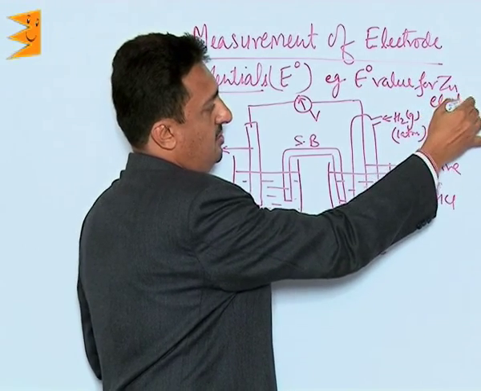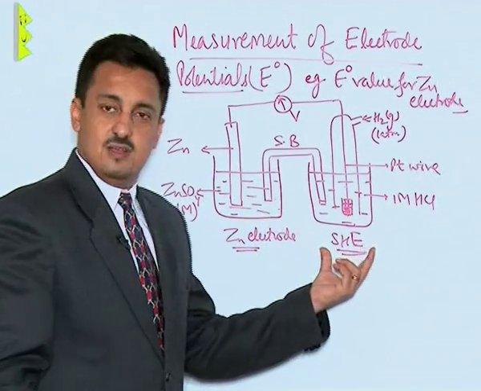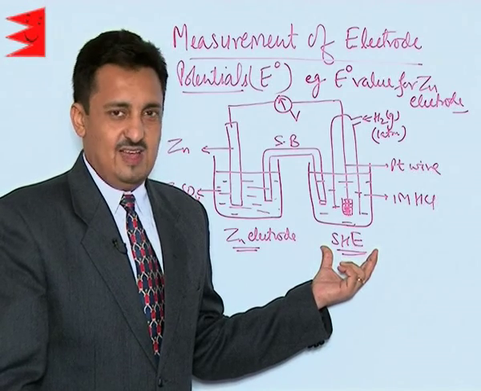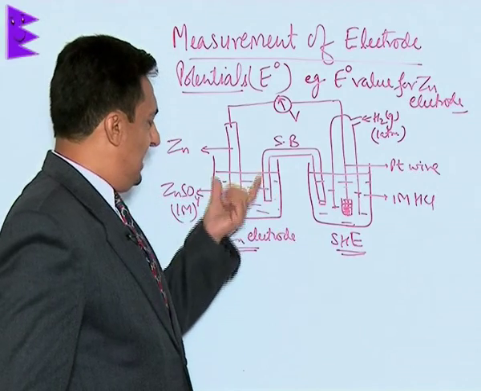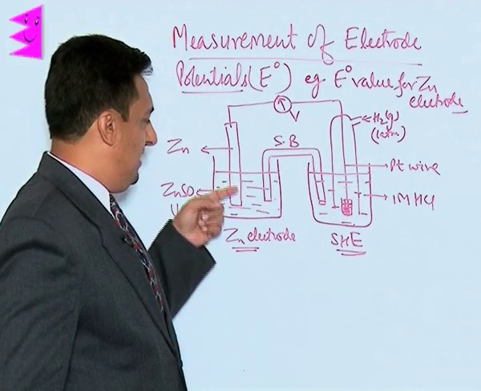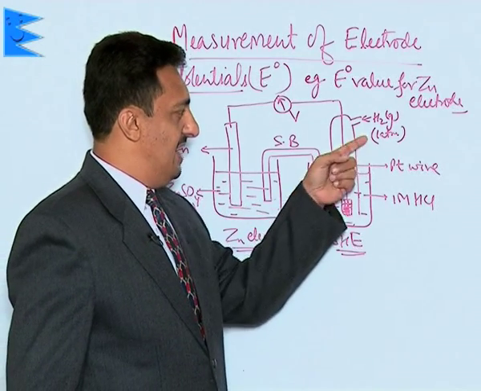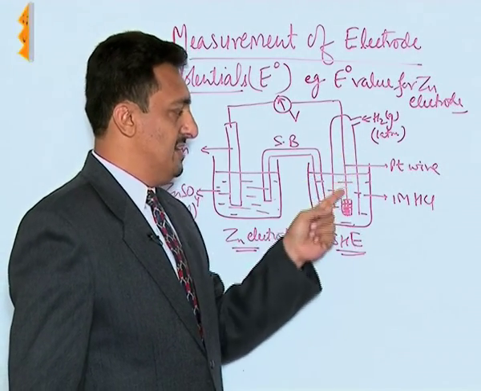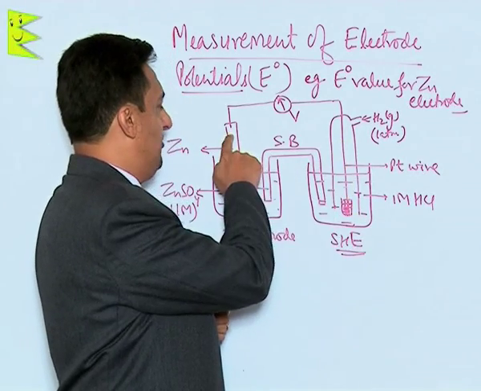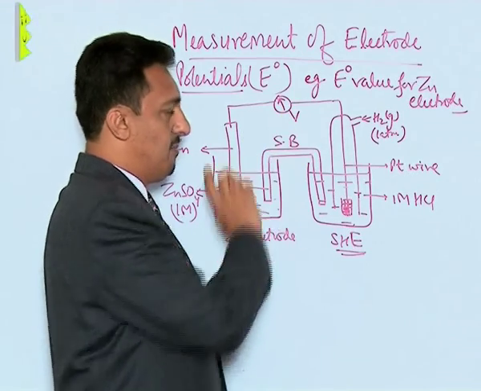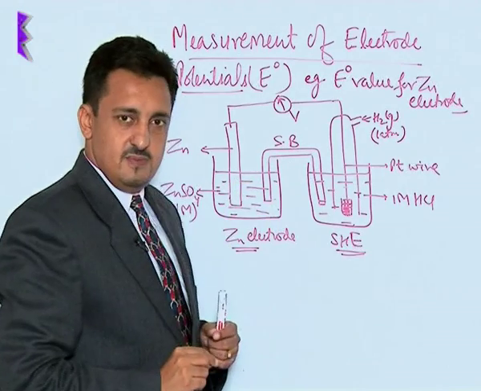zinc electrode, what we have done is we have connected the zinc electrode with, of course, our reference electrode, the standard hydrogen electrode. Now how it has been connected: the zinc has been taken in zinc sulfate 1 molar solution, and in the case of SHE we have taken hydrogen gas in a glass jar with platinum wire in the 1 molar HCl. Now the platinum wire and the zinc rod are connected to each other through a voltmeter, and the two solutions are connected through a salt bridge.